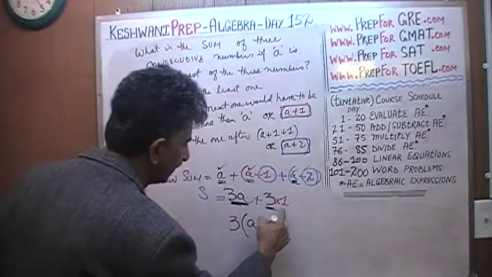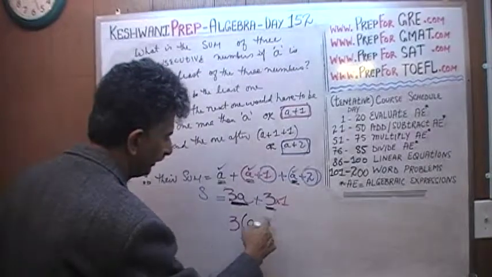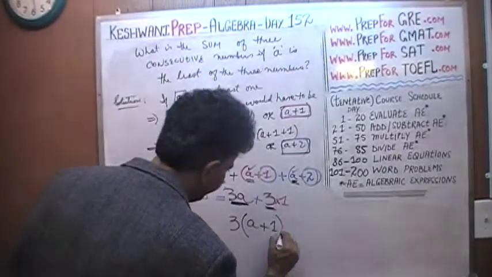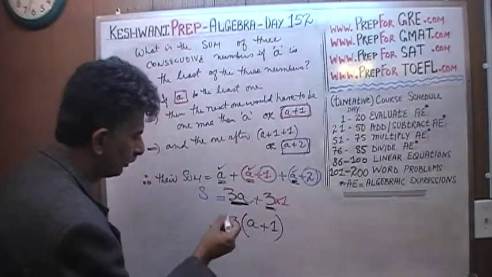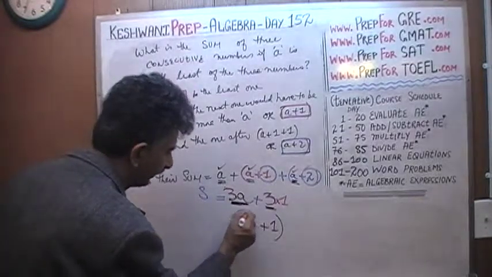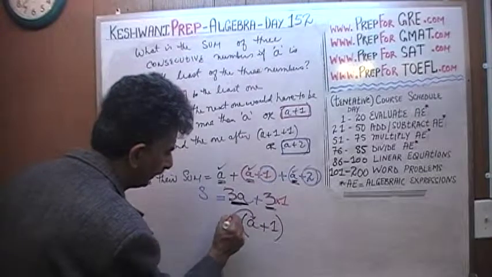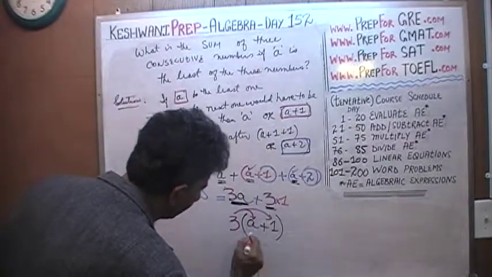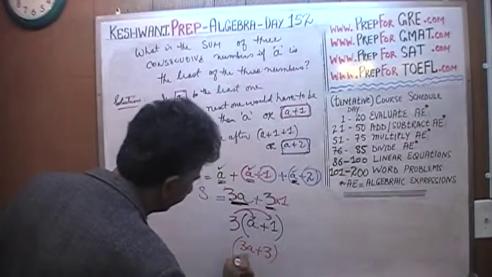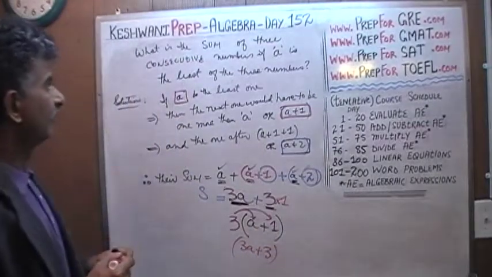Plus 3 times 1 divided by 3. 3 times 1 divided by 3 leaves us with 1. In other words, if we were to open the parenthesis, we should be able to go back to 3a plus 3. See, 3 times a is 3a, and 3 times 1 is 3. So the final answer is, what is their sum?